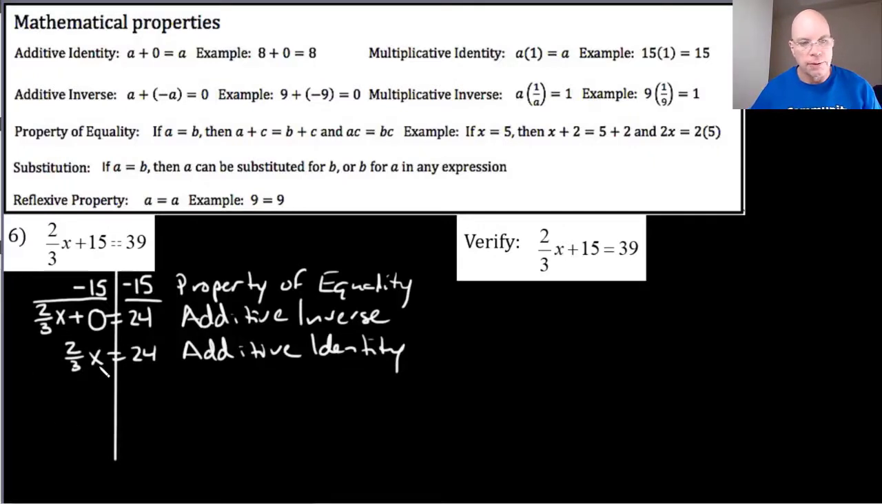Now, we have 2/3 x equals 24, but I don't want to know what 2/3 of x is. I want to know what x is. And x is 1x. And I can change this coefficient to 1 if I simply multiply it by its reciprocal. The reciprocal of 2/3 is 3/2. Of course, if I multiply the left side of my equation by 3/2, I need to multiply the right side of my equation by 3/2. That's the property of equality, doing the same thing to both sides of the equation.